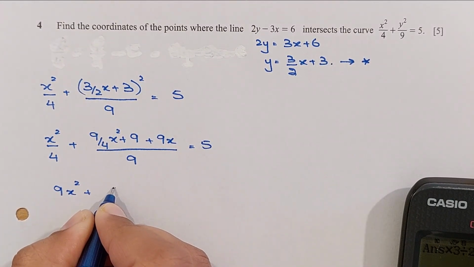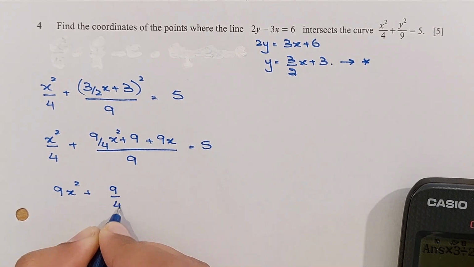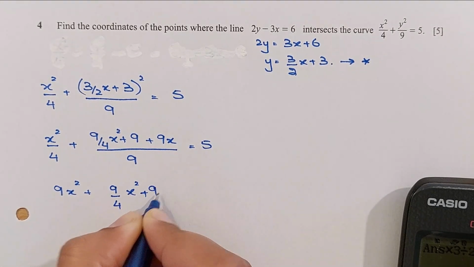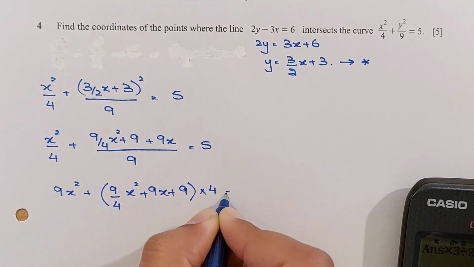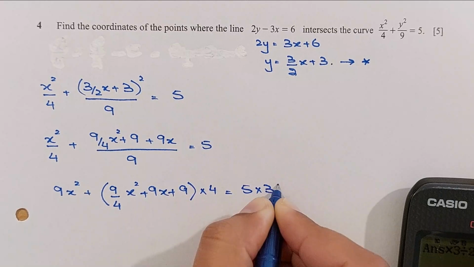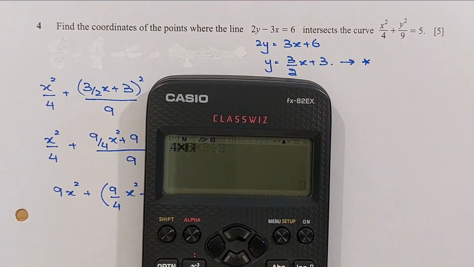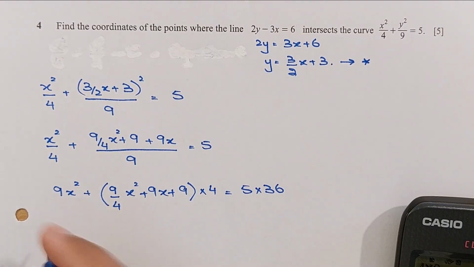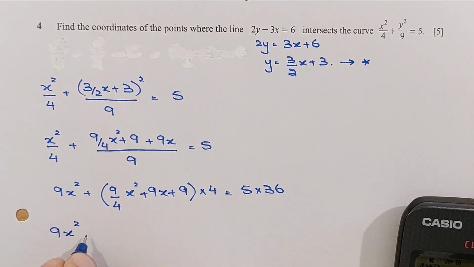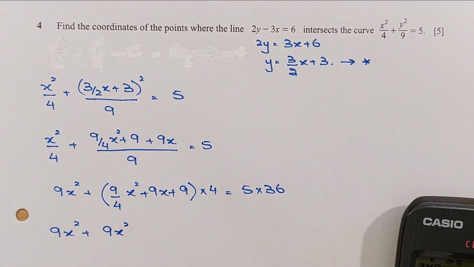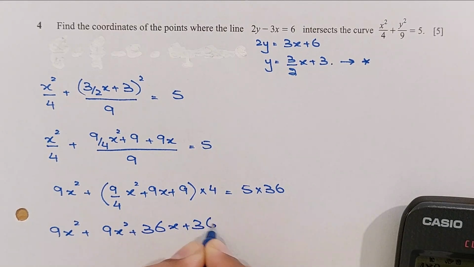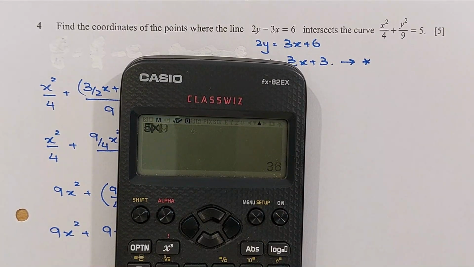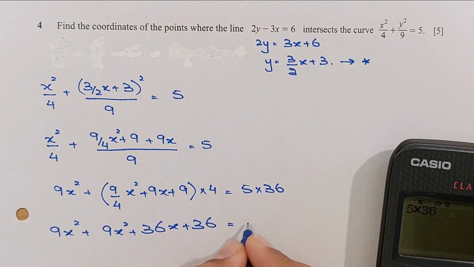So 4 times 9x square, 9 is multiplying, cross multiplication, opposite denominators, multiplying by 4. So 9 by 4 x square plus 9x plus 9 is multiplying by 4, and this equals 5 times 36. Right, 4 times 9 is 36, yes. So here we have 9x square plus 9x square, 4 is cancelled with 4. 4 times 9 is 36x plus 36 equals 5 times 36 is 180.